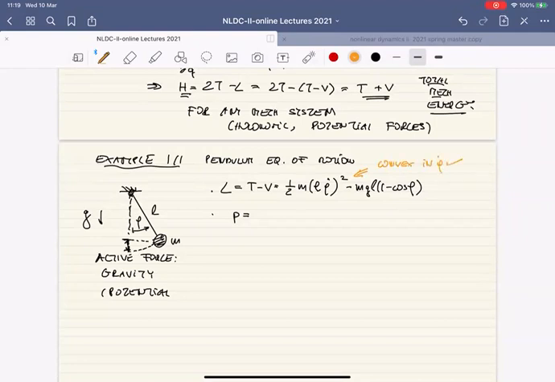So I can go ahead with my construct and define P to be the partial derivative of L with respect to phi dot. Phi is my Q, which is the single generalized coordinate. I can proceed with that. That's just m times L squared phi dot. And there you go. This is the relationship that we have guaranteed, that I can now express Q dot uniquely as a function of P.